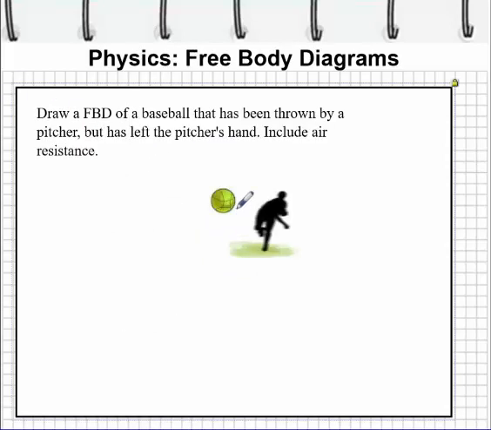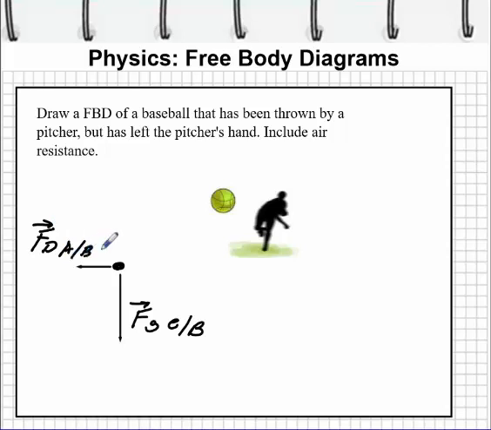Okay, baseball. This is being thrown by a pitcher and it has left the pitcher's hand. We're going to let the ball be moving to the right. If it's moving to the right, the only thing it's going to feel are two forces. It's going to feel the force of gravity, the earth onto the ball, and it's going to feel some type of drag force, the air onto the ball. And that's all it's going to feel.